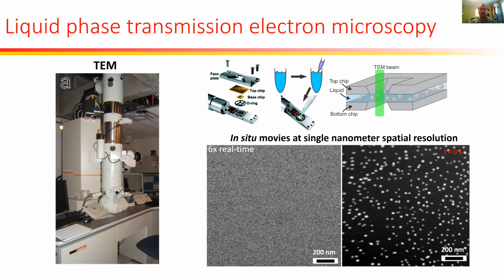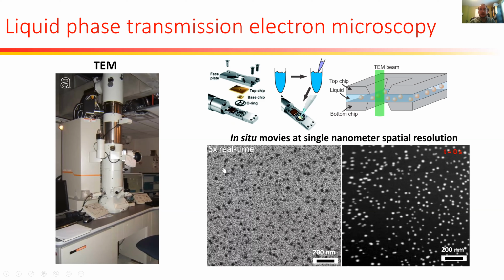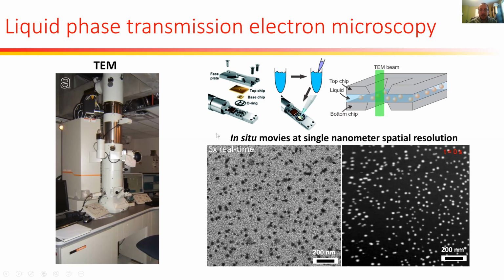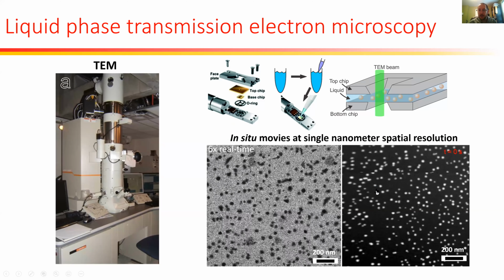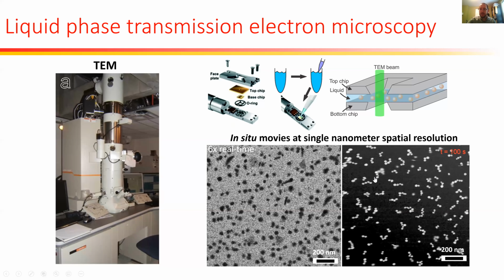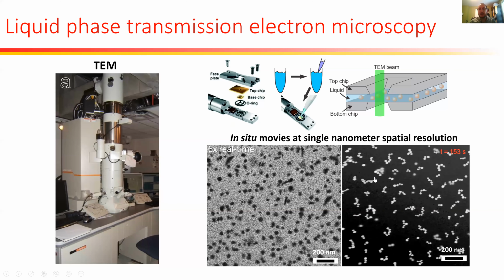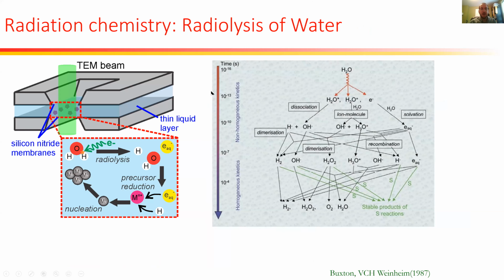And so what we can do with this is form movies of different processes happening in liquid. We can do this in real time with video rate imaging. So on the left, I show silver nanocrystals forming over time. These black spots are silver nuclei, which then grow into larger nanocrystals. This is sped up 6 times. And then on the right, these white dots are gold nanoparticles, which we can see are diffusing around and assembling into straight and branched chains. And so this lets us take movies of these processes at resolutions which are much higher than you could get with optical microscopy.